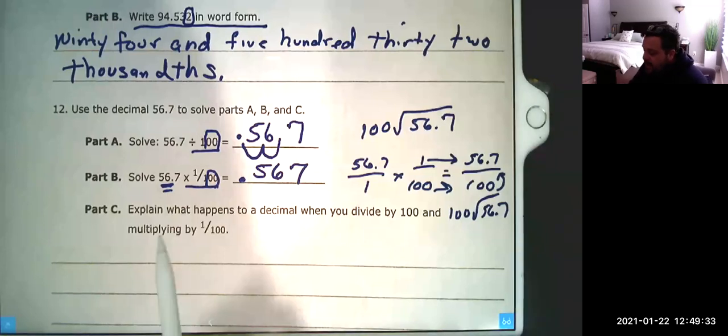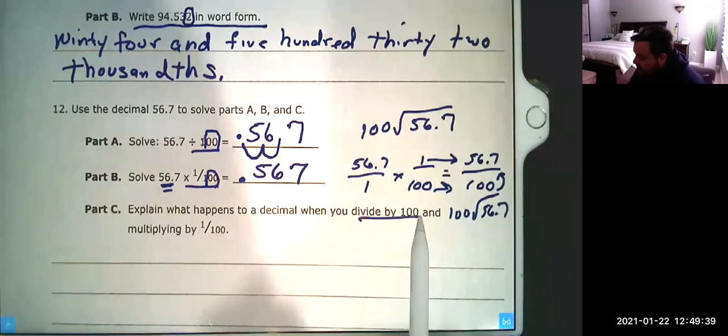Okay? So then on this last part, it was a true and false question on your test. And it said, explain what happens to a decimal when you divide by 100 and multiply by 1/100th. You guys just have to know you get the same answer. So that was a trick question. Not really a trick if you understood, but it was a little tricky, I should say, right?